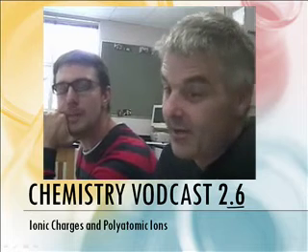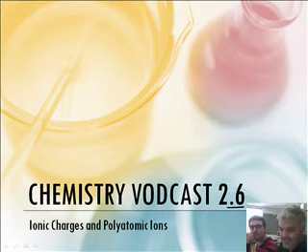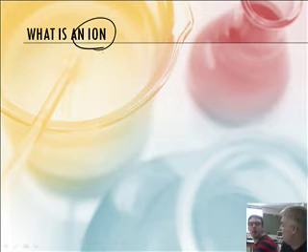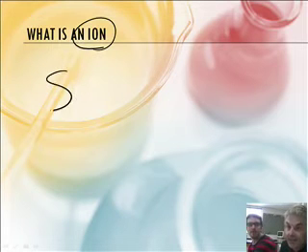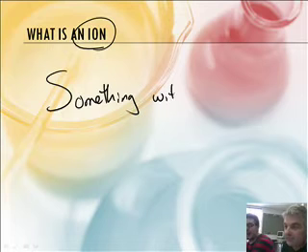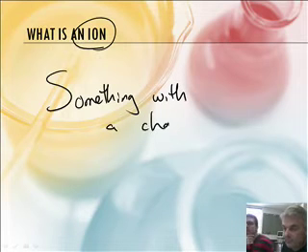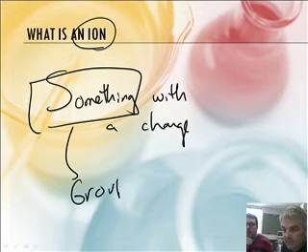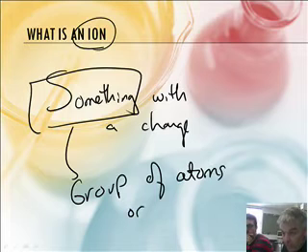Okay, today we're going to talk about ionic charges and polyatomic ions. Hey, what's an ion, Mr. Sams? An ion is something with a charge. Usually we talk about an atom or group of atoms with a charge, more specifically. So it could be a group of atoms, or it could just be an individual atom.